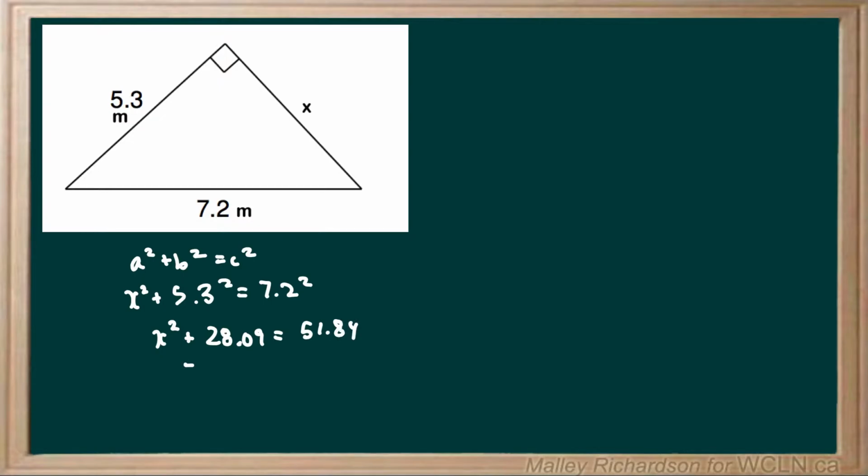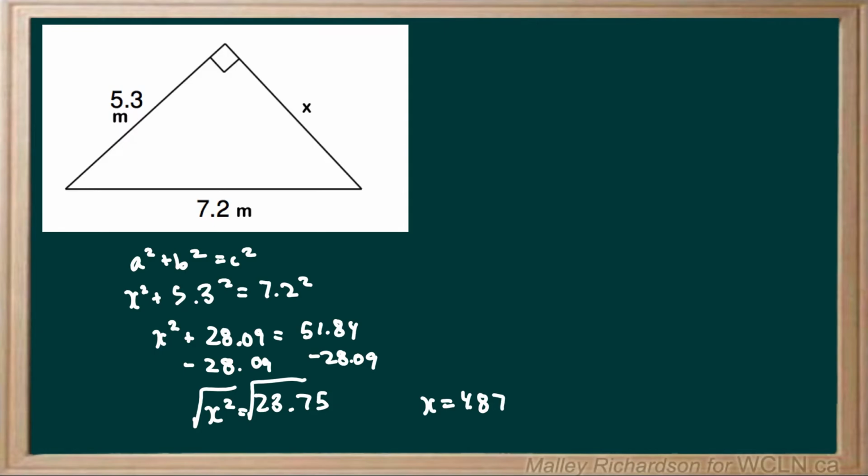Now to get this x by itself, we're going to subtract 28.09 from both sides. And we're left with x squared equals 23.75. Now all we have to do is take the square root of both sides to isolate for x, and we get x equals 4.87, and we can't forget our units of meters.